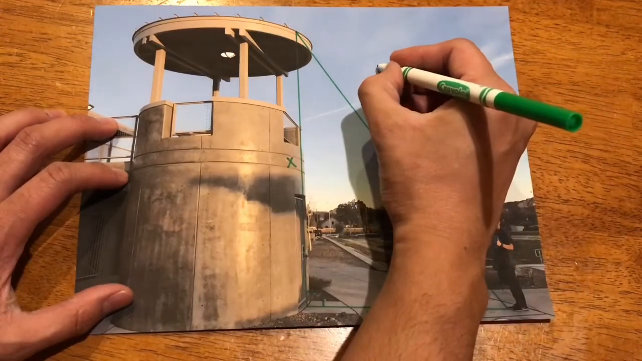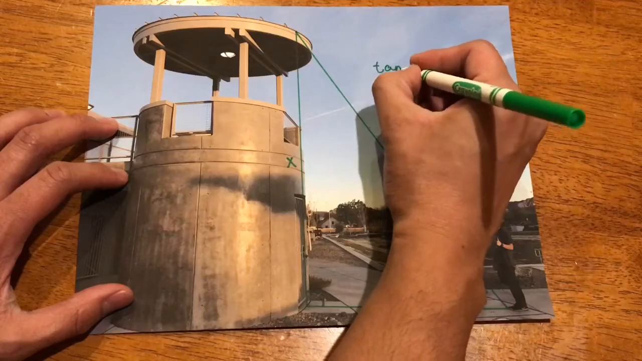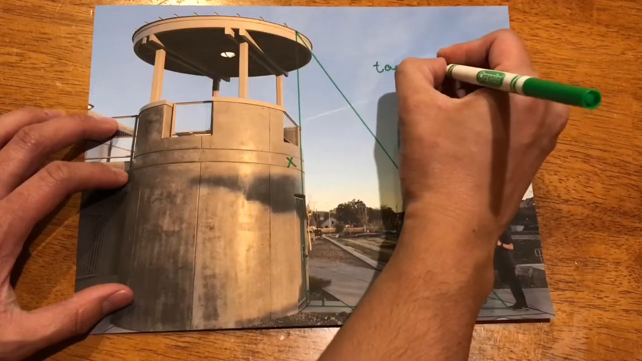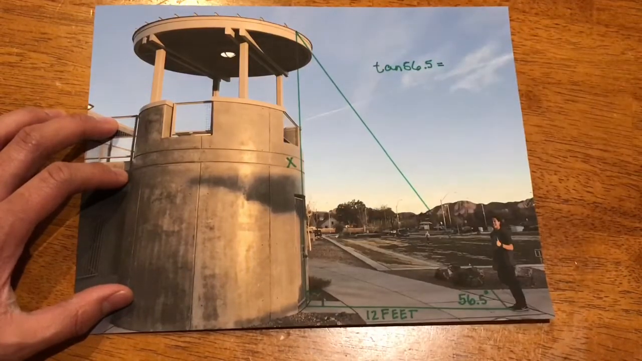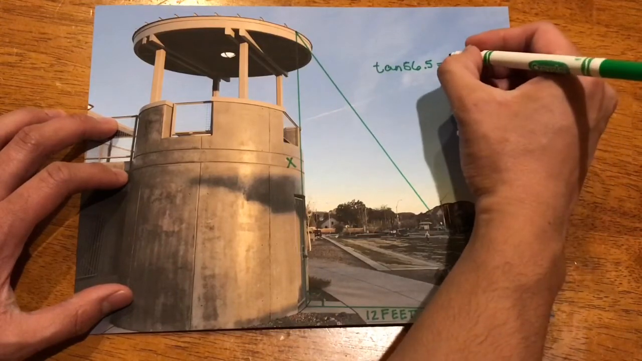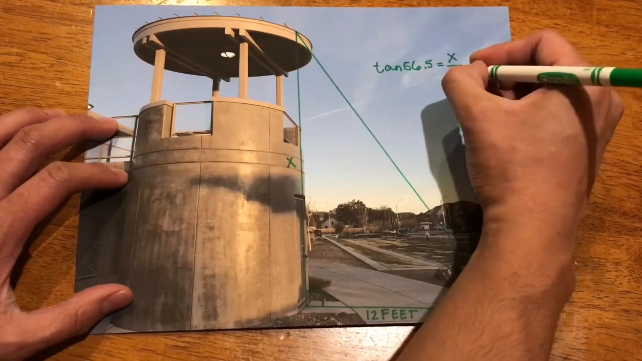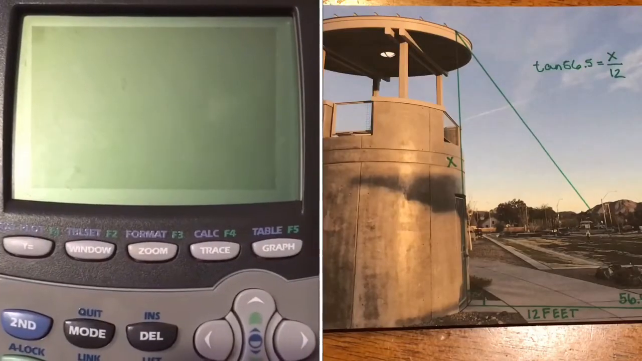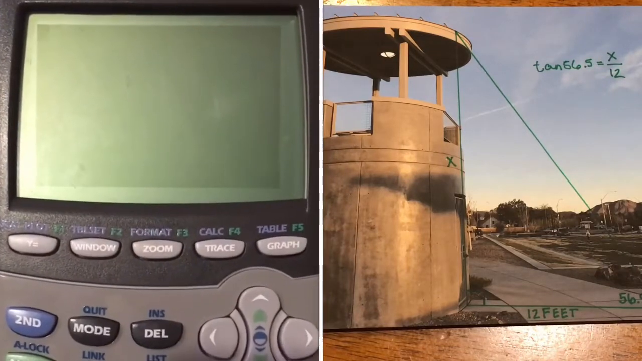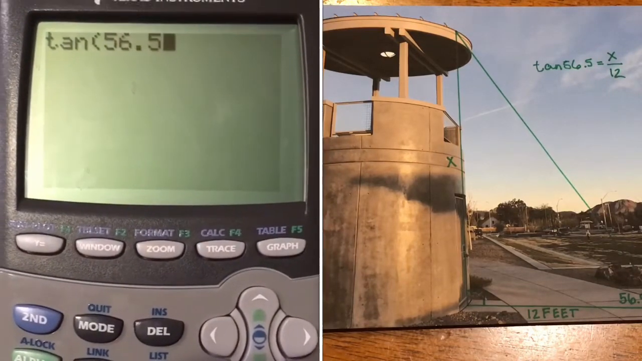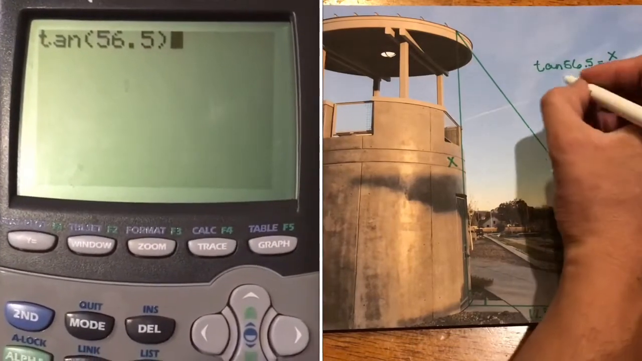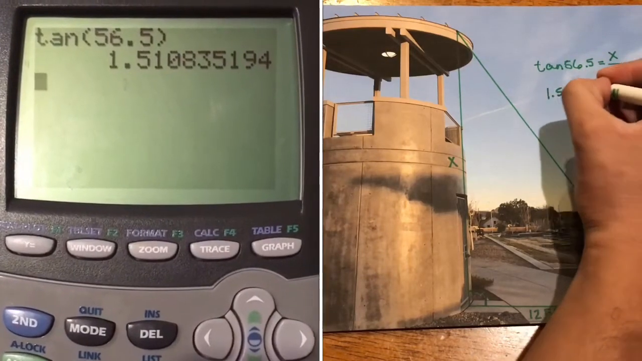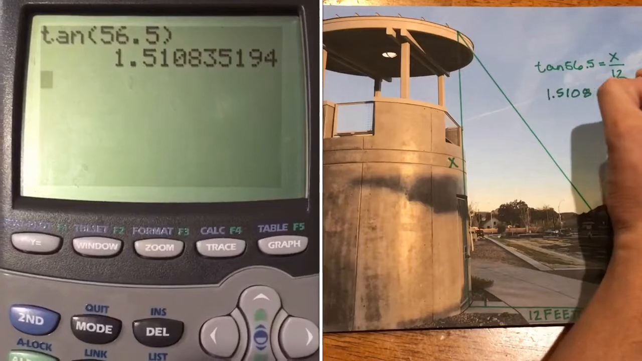And so tangent of our angle, which is 56.5, is equal to opposite over adjacent, or in this case, x over 12. Now, tangent of 56.5 is some decimal. It is a number. If you plug that into your calculator, you'll get approximately 1.5108.